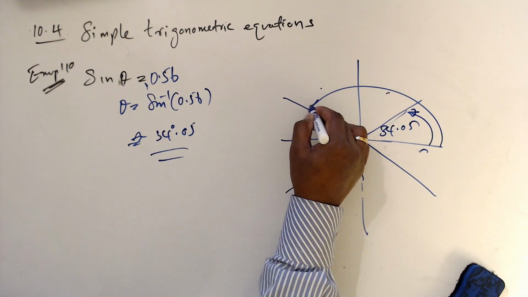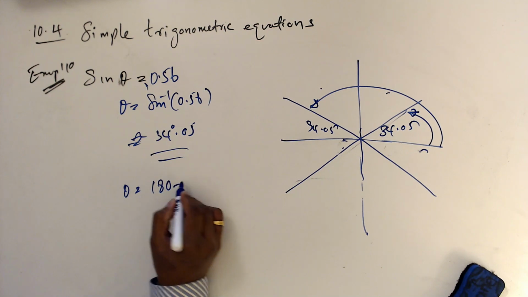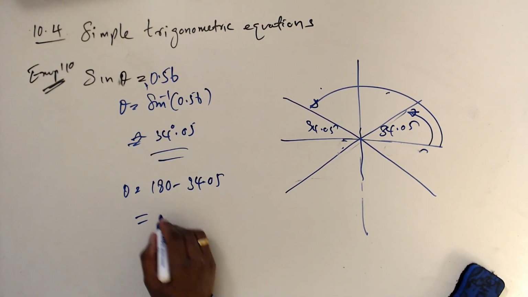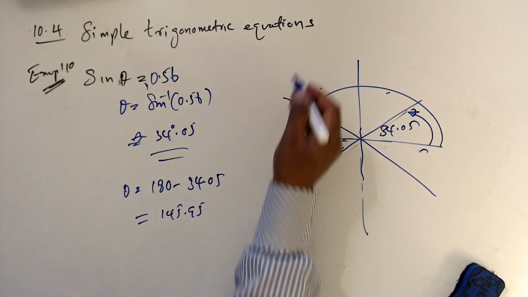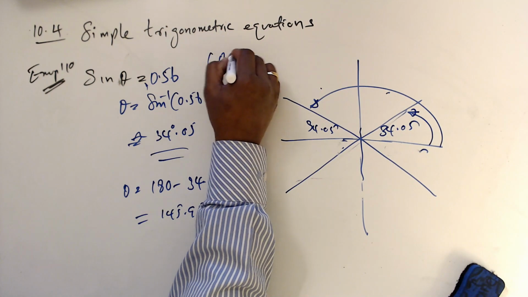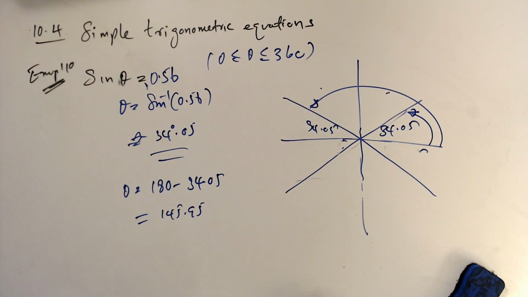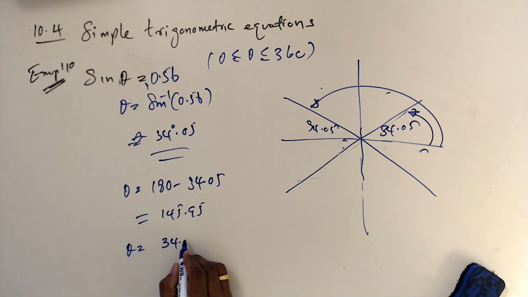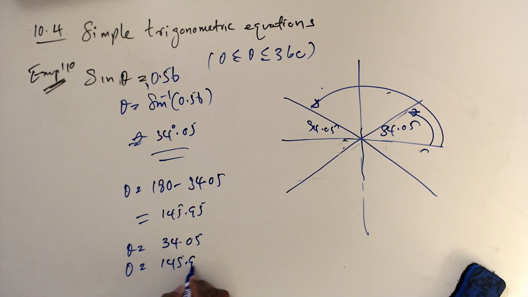So up to here, this answer means 180 minus 34.05, which is 144.95. So I didn't give the range. Okay, 0 less than theta less than 360. Now theta equals 34.05 or theta equals 144.95.